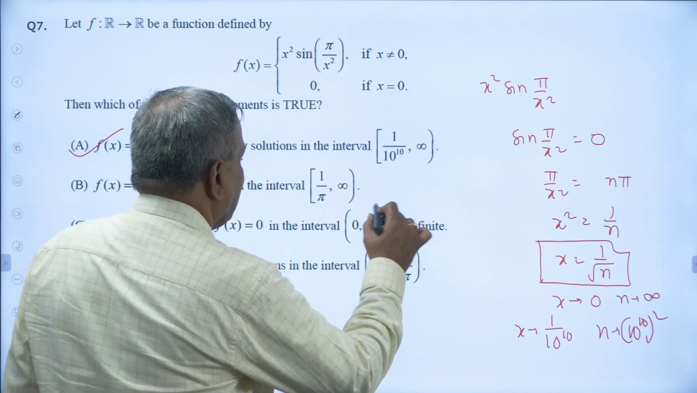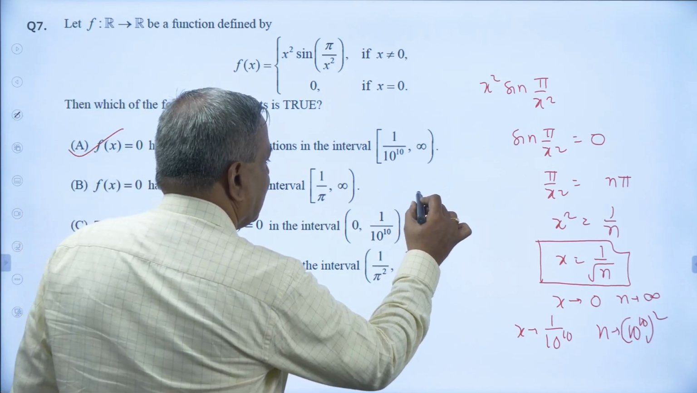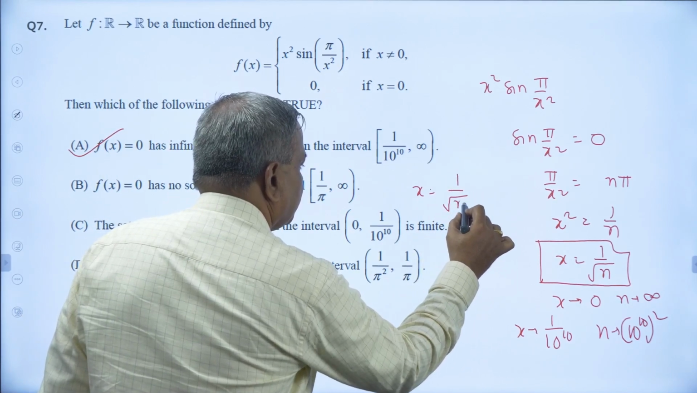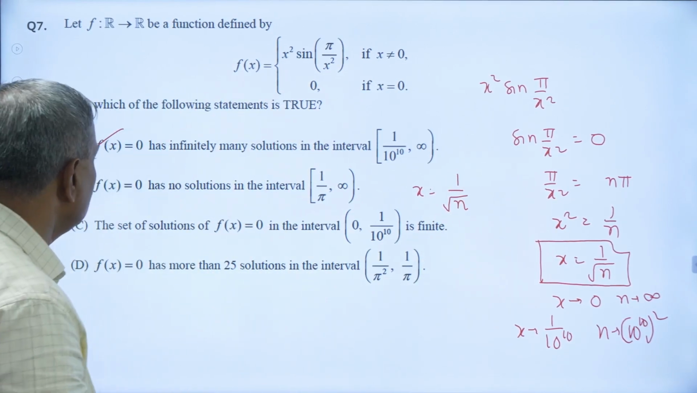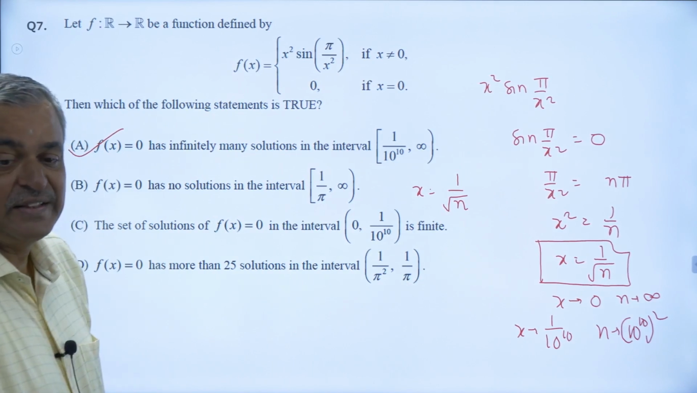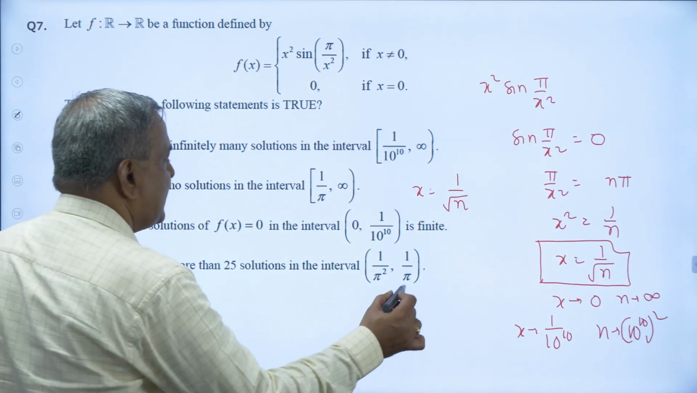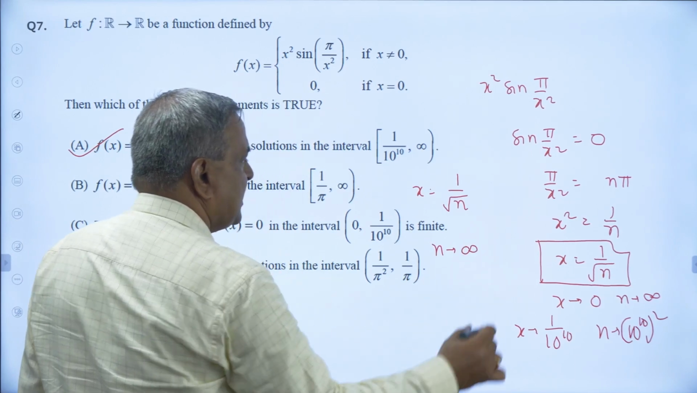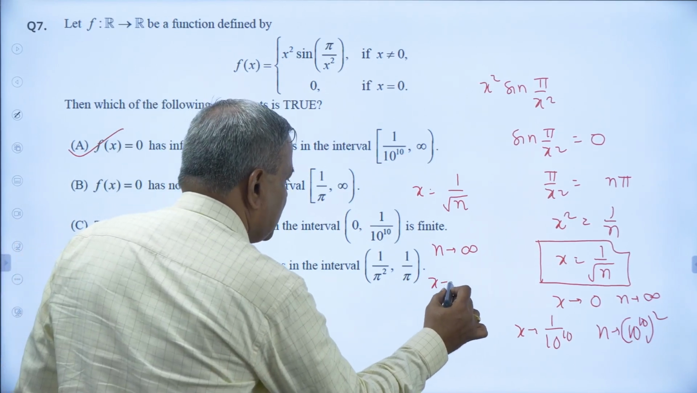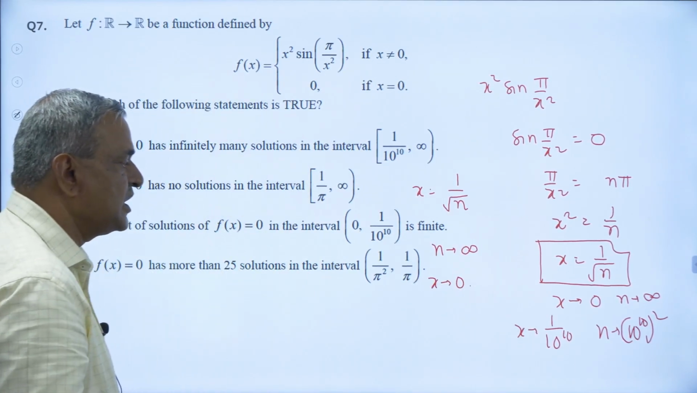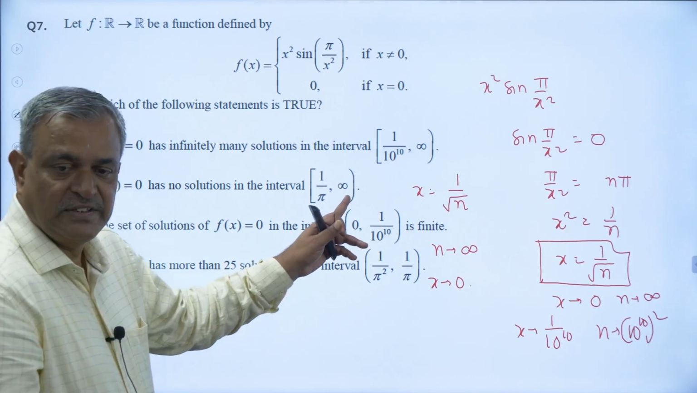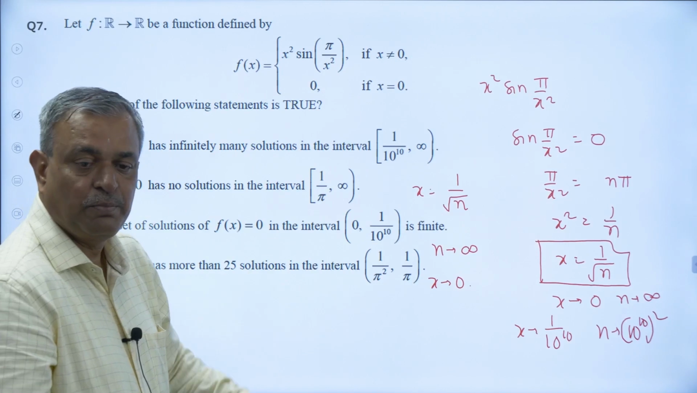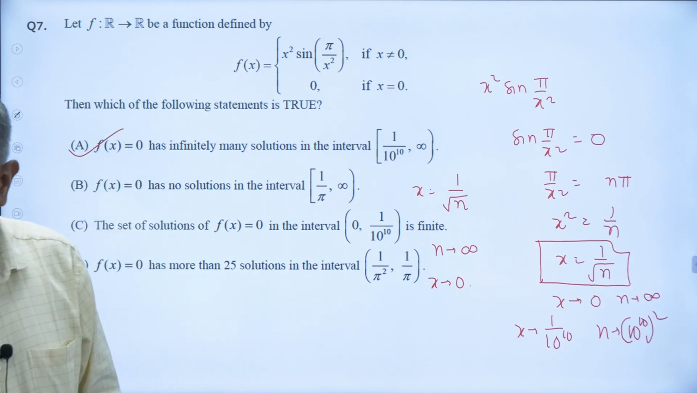Okay, so you are saying that x is equal to 1 by root n. Basically we are finding the x values only. So when n is tending to infinity, x is tending to 0. But 0 is not there in this interval. So there is no interval possible from 1 by pi to infinity.